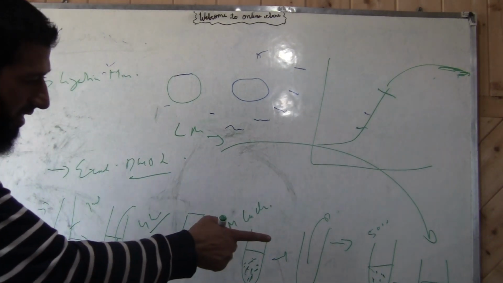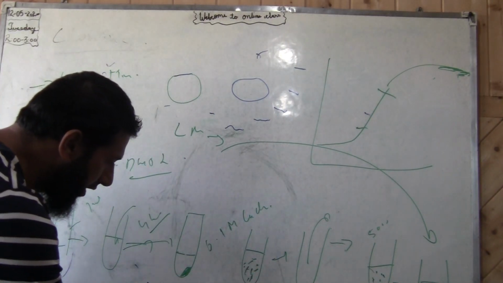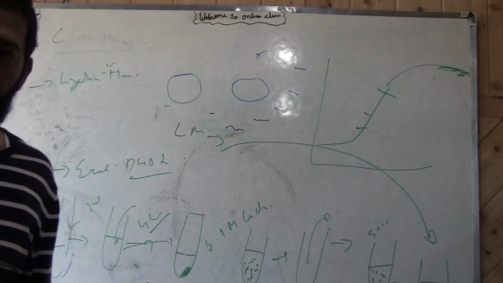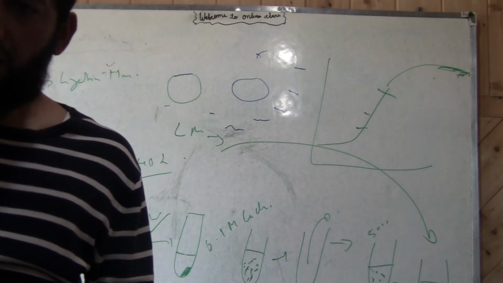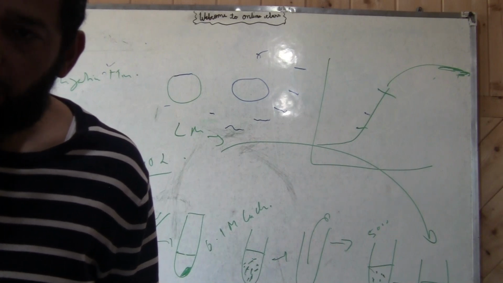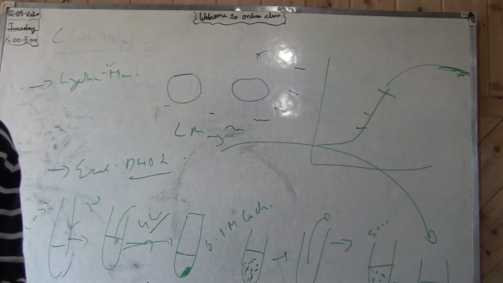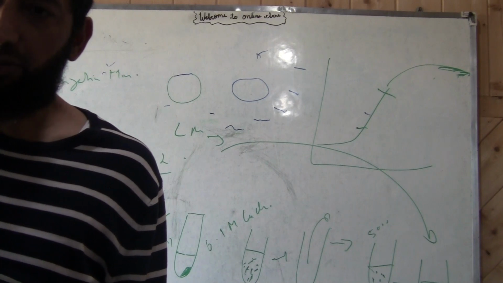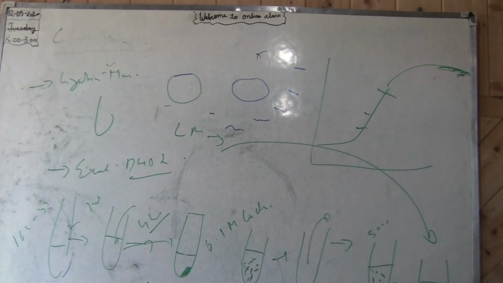Once the 30 minutes are over, you simply mix it, take it out, and put it at 42 degrees centigrade for 90 seconds. This is what we call heat shock. We took the tube from ice that has our ligation mixture and competent cells and put it in a water bath for 90 seconds. It should not exceed 90 seconds. Then you take it out and put it back on ice. This is called heat shock, and it increases your transformation efficiency.